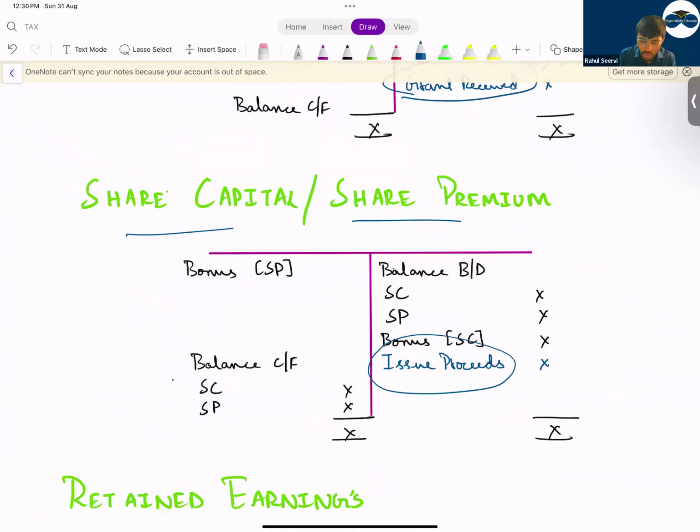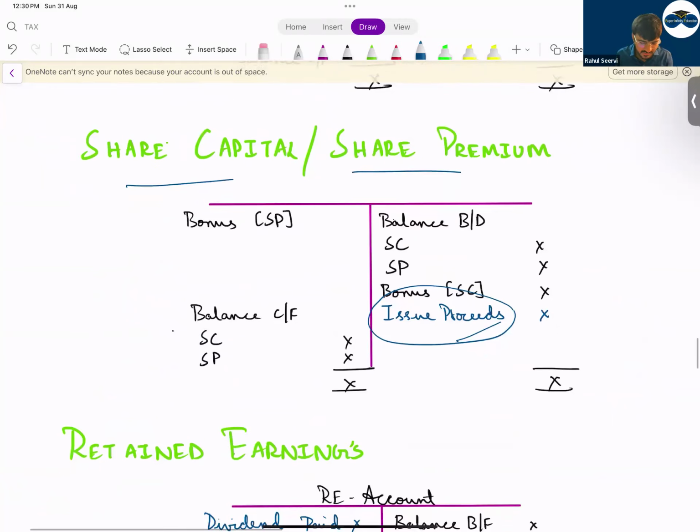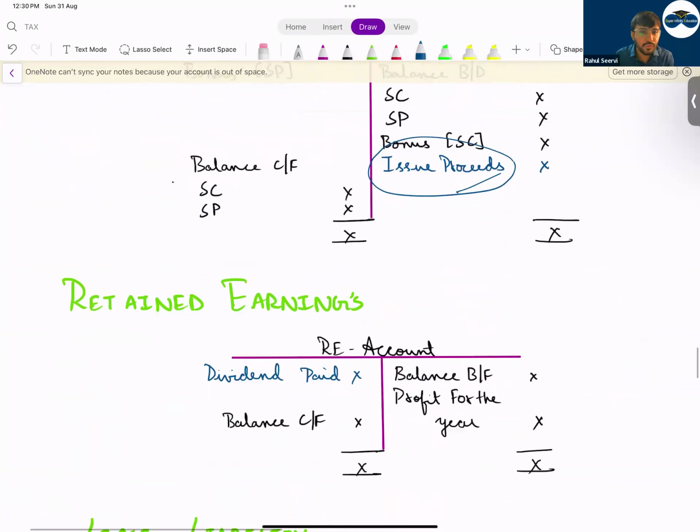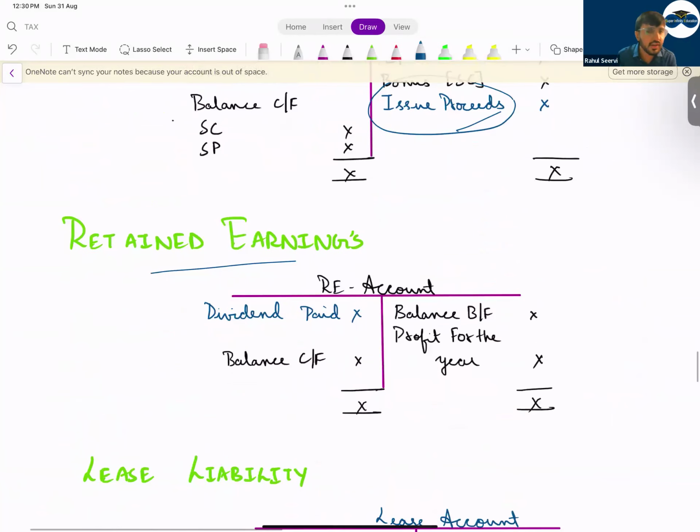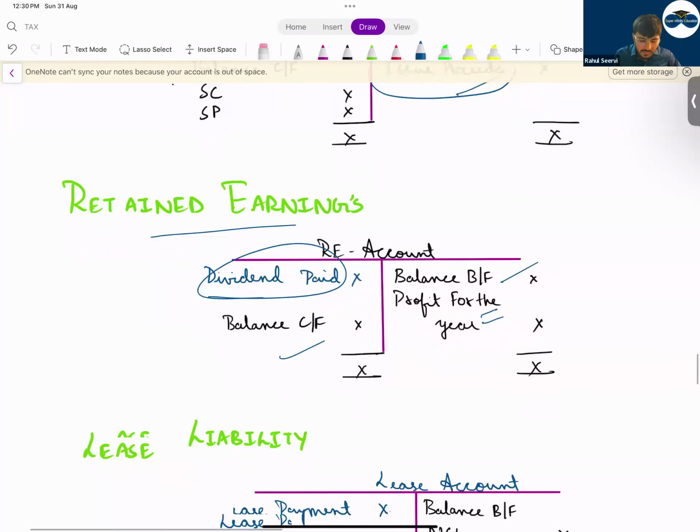Why? So that we get to know the additional amount the company has raised, the amount which the company has received. Then retained earnings, why do we do it for retained earnings? To see the amount of dividend paid. So balance brought forward, carry forward. Then profit for the year you'll add, and whatever the difference will be is the dividend paid during the year.